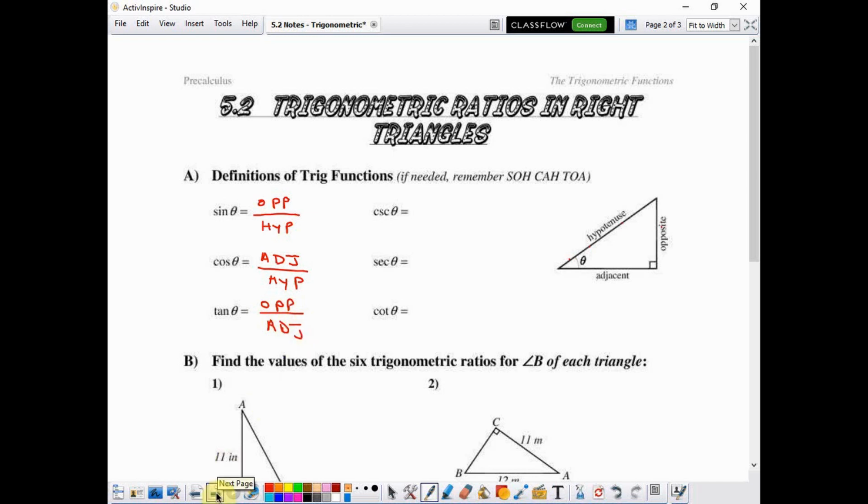The ones you might not be quite as familiar with are cosecant, secant, and cotangent, and those are just reciprocals of what we have over here. Okay, so sine, its reciprocal, is called cosecant. So this is 1 over sine theta, which just means the reciprocal of sine. Hypotenuse over opposite. Secant is 1 over cosine, or hypotenuse over adjacent. And cotangent is 1 over tangent, or adjacent over opposite.